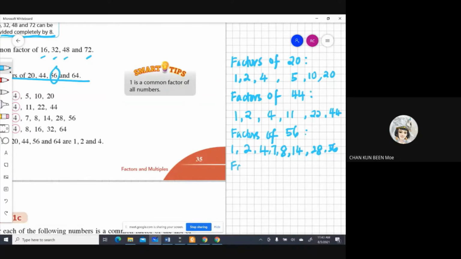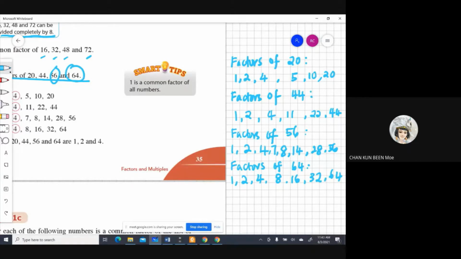Then we are going to do the last one here. Factors of 64. This one given is 64. So you list down again. 1 times 64, you get 64. 2 times 32, you get 64. After that, 4 times 16, you get 64. And one more, 8 times 8, 64.